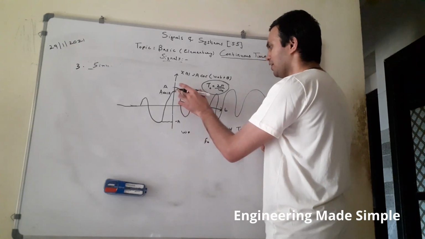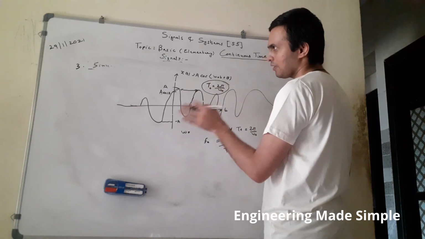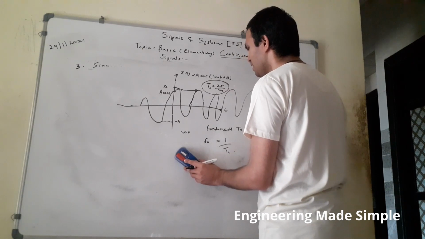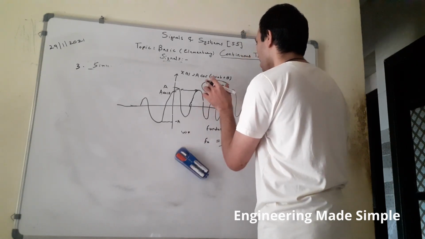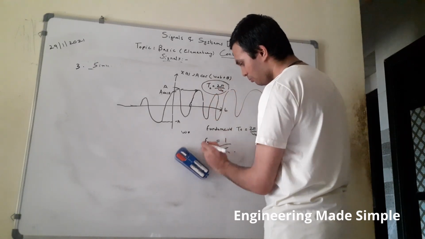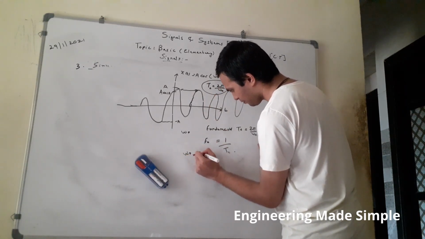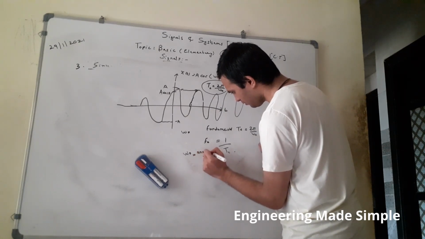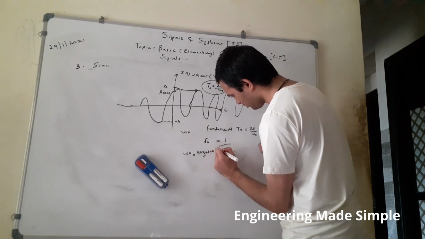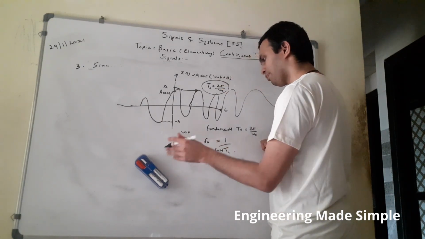After this particular time interval of 2 pi by omega naught, the signal pattern will go on repeating itself. So as you know, the sinusoidal or cosinusoidal signals are periodic in nature, having fundamental period T naught equal to 2 pi by omega naught, where omega naught is the angular fundamental frequency.